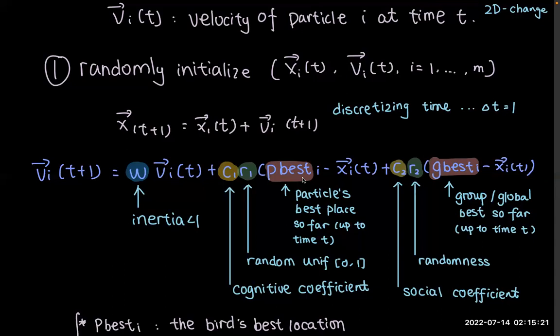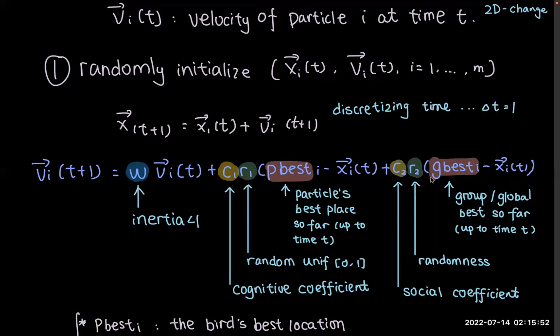Suppose we want to maximize F. So the maximum F for the positions that the bird has visited, and this is the maximum among all the best positions among all the birds. So this is a global best. There shouldn't be I. This global best is just the best among all the I from 1 to M, among all the M birds. There's a typo, there shouldn't be any I here. So this is a global best.